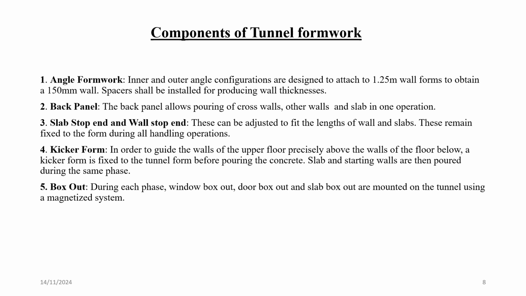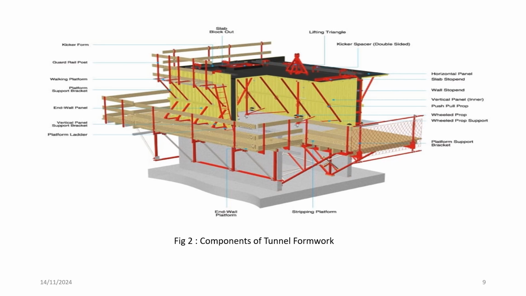Fourth, kicker form. In order to guide the walls of the upper floor precisely above the walls of the floor below, a kicker form is fixed to the tunnel form before pouring the concrete. Slab and starting walls are then poured during the same phase. Fifth is box out. During each phase, window box out, door box out, slab box out are mounted on the tunnel using a magnetized system. Here is the image for the components of the tunnel formwork.